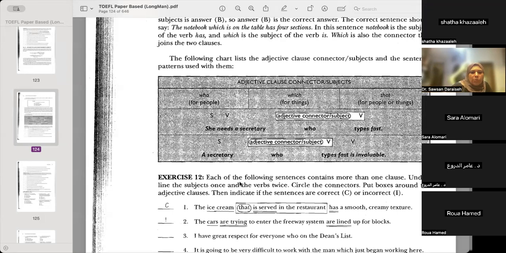Yeah? What do you want to say, Shada? Dr. Shada, go ahead, please. Comment. Say what you like. يعطيك العافية دكتورة. أهلا. هلا أنا عندي سؤال إذا سمحتي.